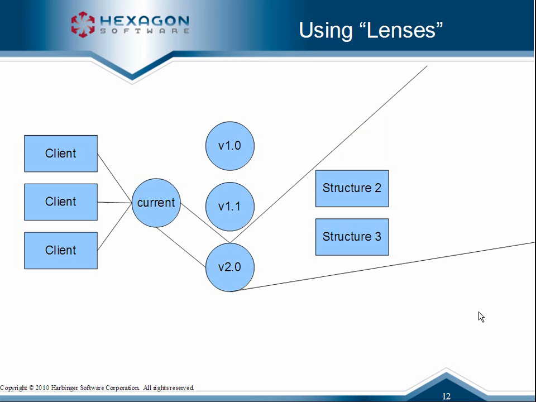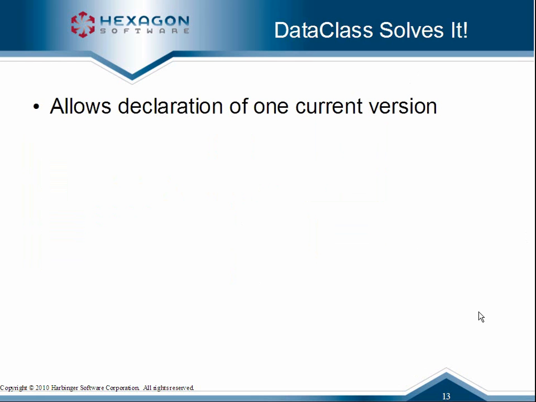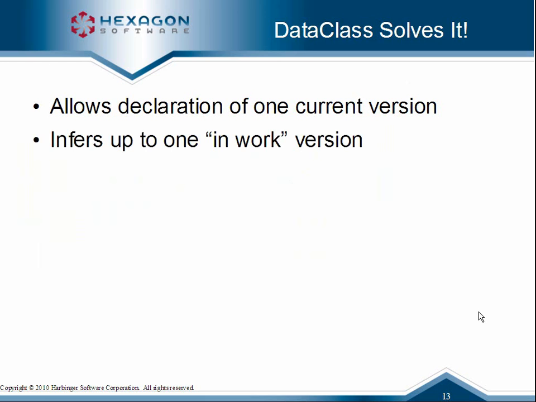And now, all of the clients that were coupled to the current lens have a completely different window into what the design of the database actually is. What that means is that if, say, one of the clients previously was coupled to structure 1 through the current lens, which looks at version 1.1, you'll get a compiler error, and you can fix it immediately. This is another thing that DataClass facilitates. It allows you to declare one current version. It infers what the in-work version is from whatever version comes after the current version.